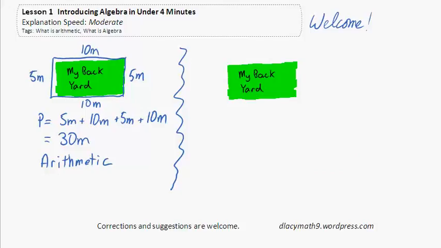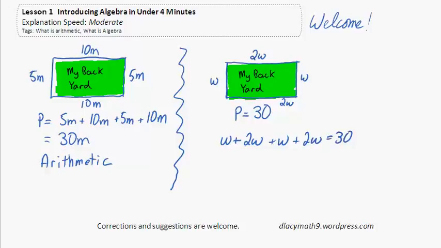Rather than knowing the length and the width at the start, suppose I have a restriction that the perimeter must be 30 meters, but my shape is going to be such that the width, which I'll call W, has to be doubled to get the length. In other words, the length is twice the width. Well, getting all the way back, I have width, and my other length is also 2W. So in this case, the distance around is the width plus the length, which is twice the width, plus the width again, plus the length again, and that's equal to 30 meters.